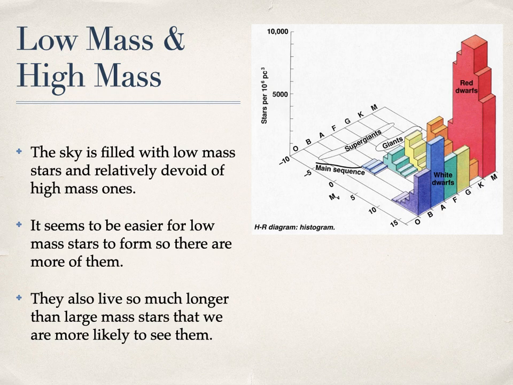Now, why are there so many more of those lower mass stars? The main reason is because they live so much longer than the large mass stars. So that's why there's more of them. The problem is that the bigger mass stars are easier for your naked eye to see. So that's the answer to number 11 there.